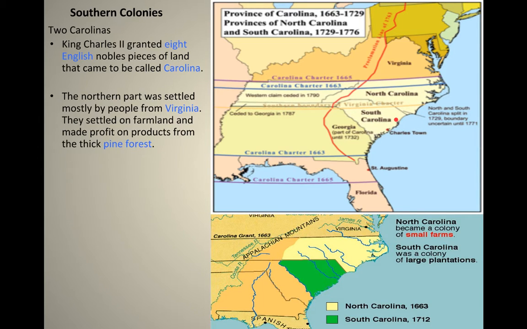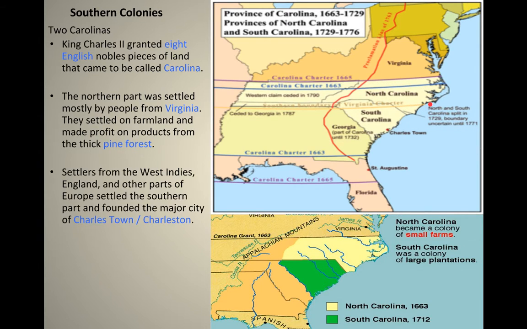And the way that it split up between North and South was that the northern part ended up being settled by mostly people from Virginia. So people up in Virginia here, remember where Jamestown is. Jamestown is here. So Virginia was starting to be populated. So people moved from Virginia down into the part that is now North Carolina. And they were more subsistence farmers. They had their own small little farms, family farms, and they set up farmland and made profit from products like pine forests. So there's more forests up in North Carolina, pine trees up in North Carolina, so they could cut the trees down and make money off of cutting trees and selling the timber.